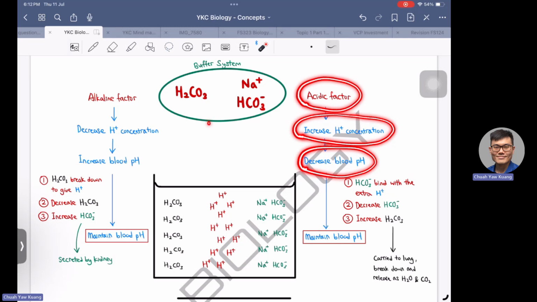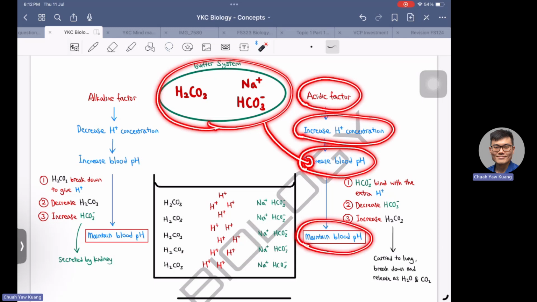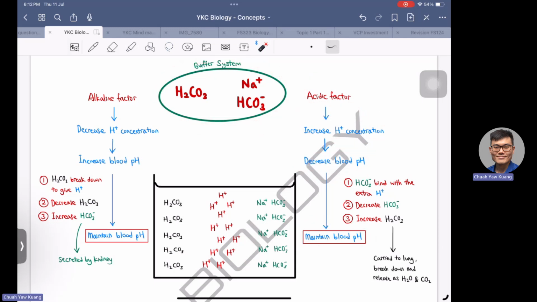But again, we have the buffer system. The buffer system will prevent the decrease of the blood pH so that it can maintain our blood pH. So how does it work on this? Well, when there is an acidic factor, it will increase the hydrogen ion concentration. So let's add the hydrogen ion. So let's say there is hydrogen ion.